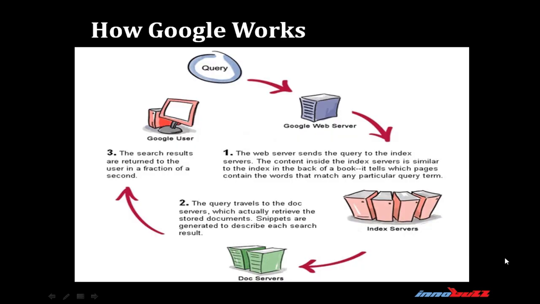An important point to think about is how Google works. When a user puts his or her query in the Google search engine, it first goes to the Google web server. Then the Google web server sends the query to the index server. The content inside the index server is similar to the index at the back of a book. It tells which pages contain the words that match any particular query term. Then the query travels to the doc server, which retrieves the stored documents. Snippets are generated to describe each search result. The search results are returned to the user in a fraction of a second. Hence, Google works this way.